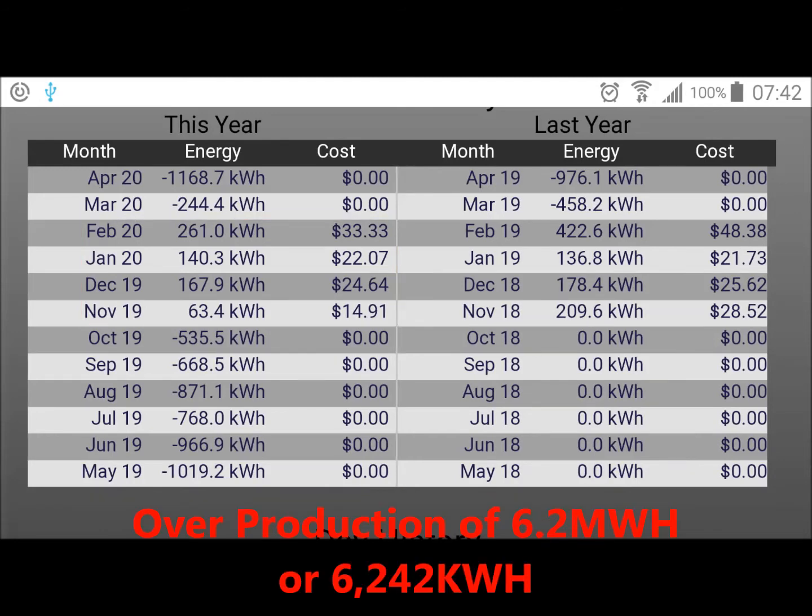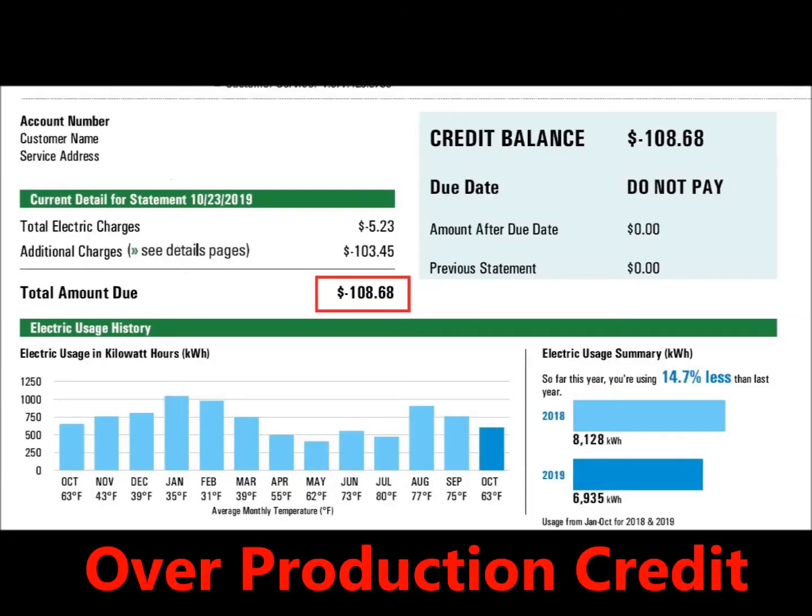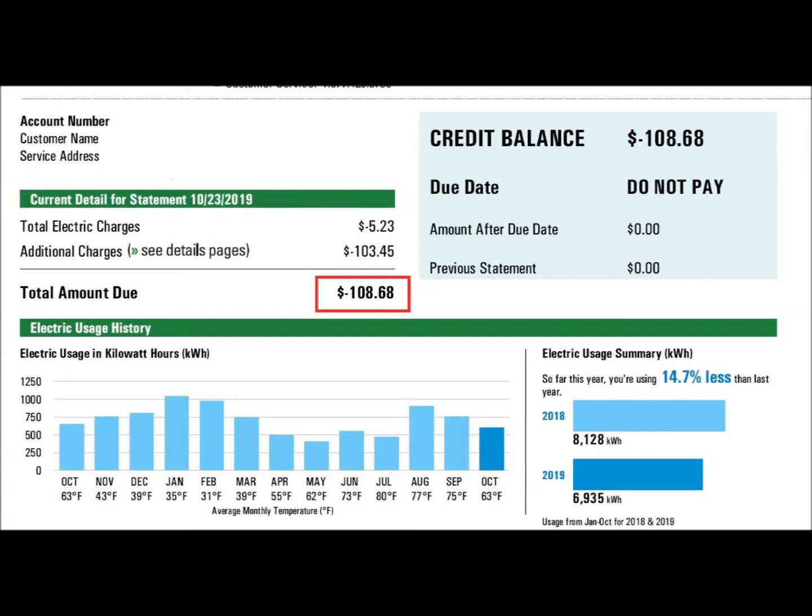So my overproduction is about 6,200 and something kilowatt hours. Now that actually carries over, and the utility pays me one-fifth of what I produce, but that's a whole other story. So at the end of October, I had a $108 credit, which means I have no bill from October to February. So the overproduction months covered me for the months I didn't produce enough, and now at the end of February I have no bill.